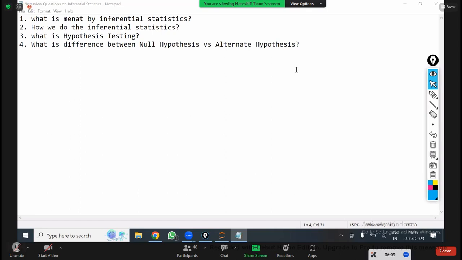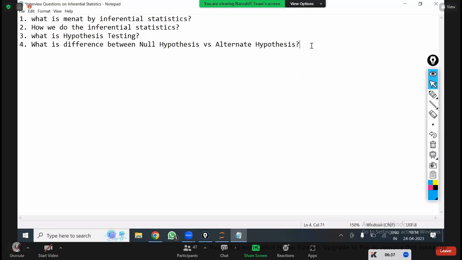Alternate hypothesis. What is the alternate hypothesis, miss? The alternate hypothesis is nothing but just opposite to the null hypothesis. Whatever you have mentioned in the null hypothesis, the alternate is the opposite. Alternate hypothesis is also called the research hypothesis. What you want to implement newly when compared to the old one, everything comes under null and alternate only.